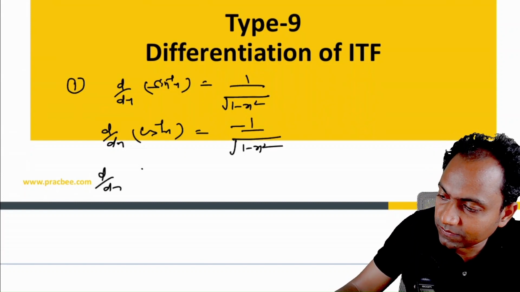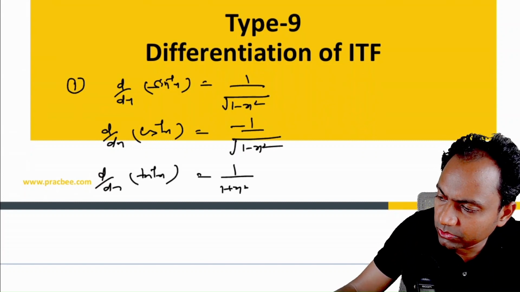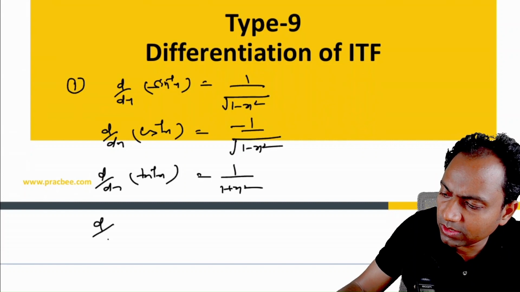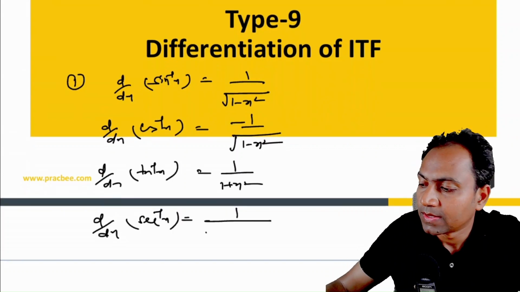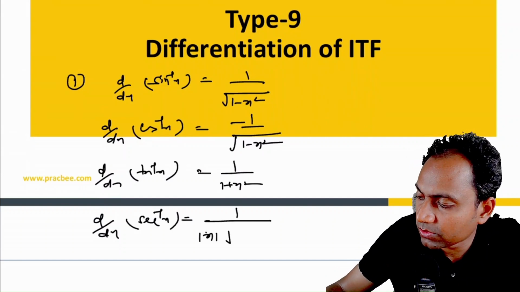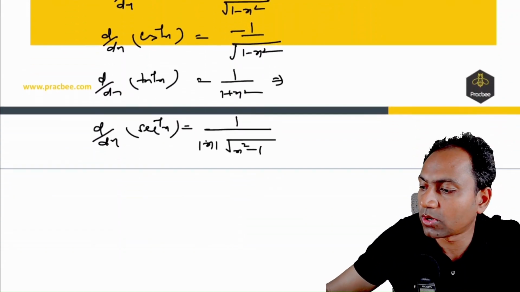d by dx of tan inverse x is nothing but 1 upon 1 plus x square. Usually these 3 would be enough, but you can remember one more, d by dx of sec inverse x, that is nothing but 1 upon mod of x root of x square minus 1. Corresponding to this, we have one more result, that is cot inverse x.